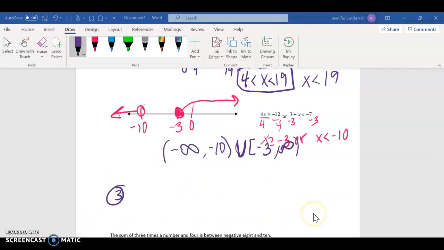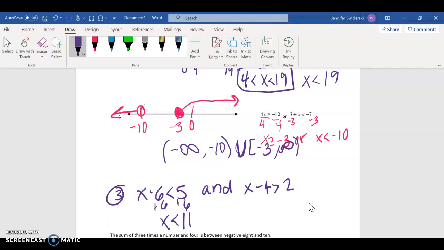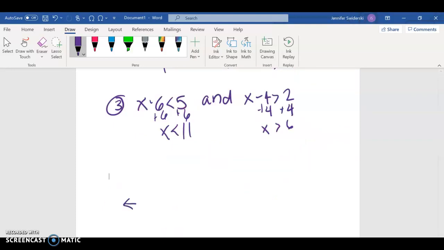All right, the next few problems have blanked out on my screen, so I'm going to write them down. So number 3 should say x minus 6 is less than 5, and x minus 4 is greater than 2. So let's solve these. This first one, I'm going to add 6 to both sides. So I get x has to be less than 11, and I add 4 to both sides, x has to be greater than 6.